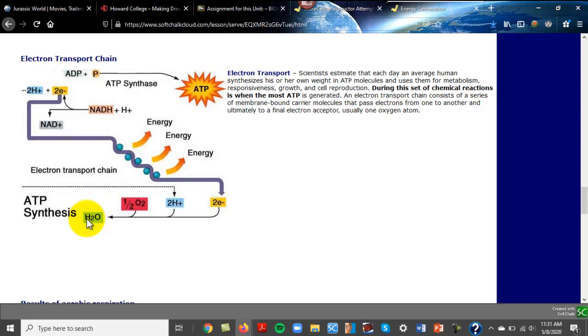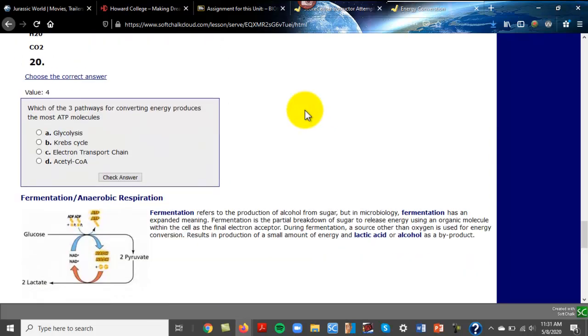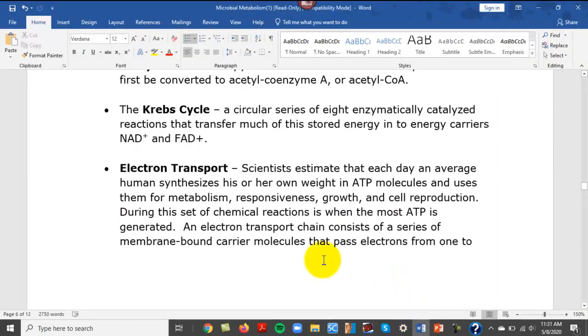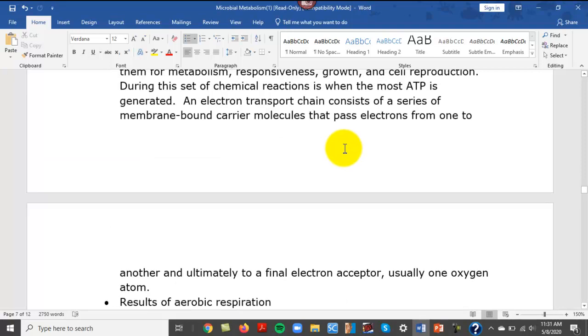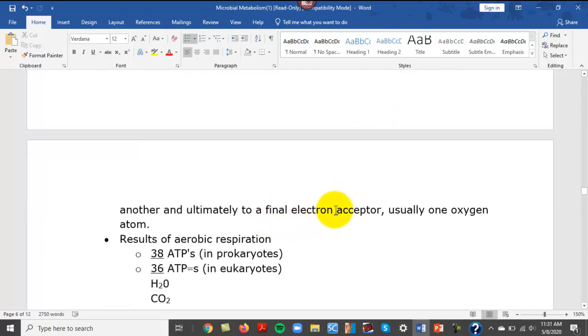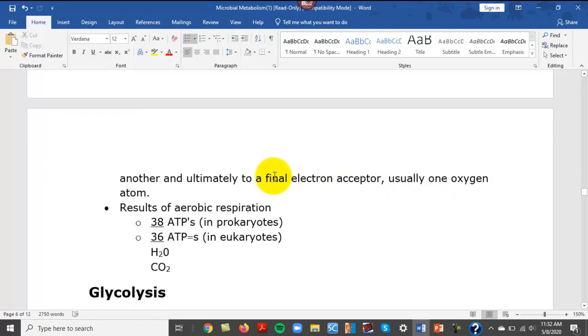When human beings breathe off, you breathe off CO2 and water. If you've been wearing masks, you know how they get wet. And then you get the conversion of ATP. And the electron transport chain is where you actually get the most ATP molecules produced. You just have to know what the products are, what the results of all this are. And it even says right here, the electron transport chain consists of a series of reactions that pass electrons from one to another, ultimately to a final electron acceptor, usually oxygen. And then what ends up happening, it gets reduced, and so you end up with water.